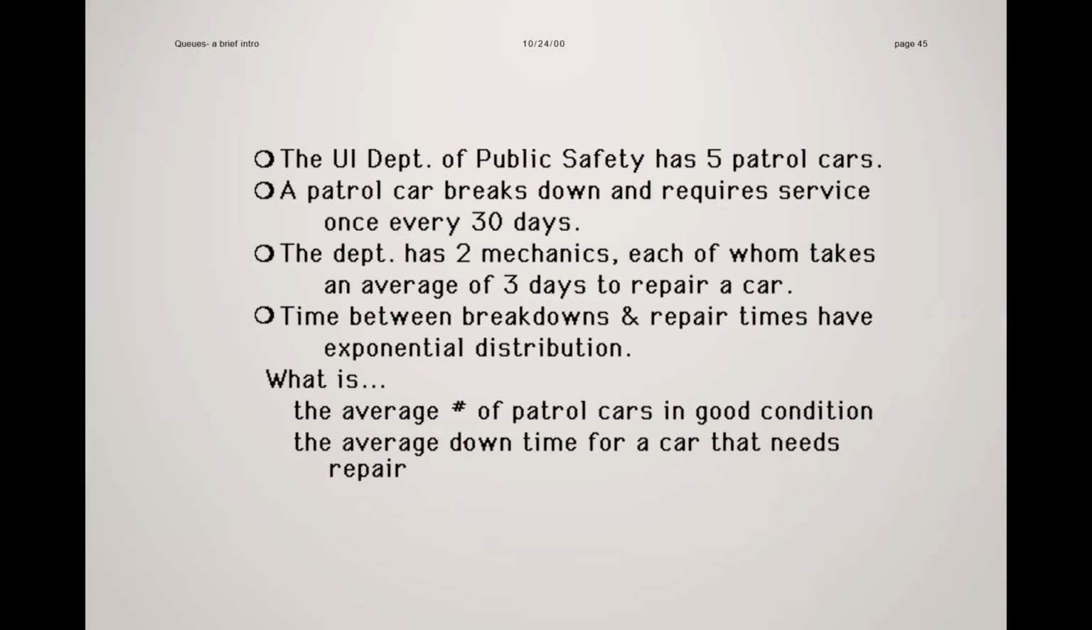So let's have this. The UI Department of Public Safety has 5 patrol cars. A patrol car breaks down and requests service once every 30 days. The department has 2 mechanics, each of whom takes an average of 3 days to repair a car. Time between breakdowns and repair times have exponential distribution. What is the average number of patrol cars in good condition? The average downtime for a car that needs repair.